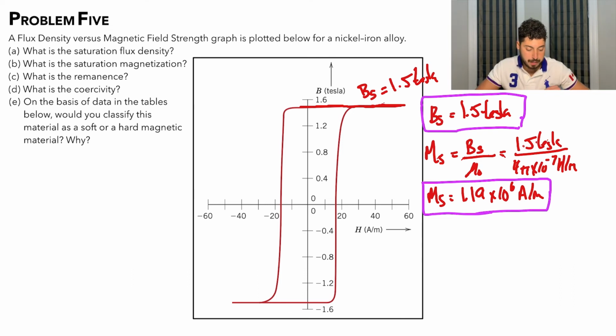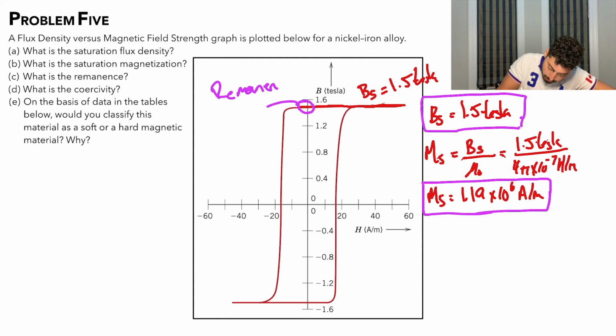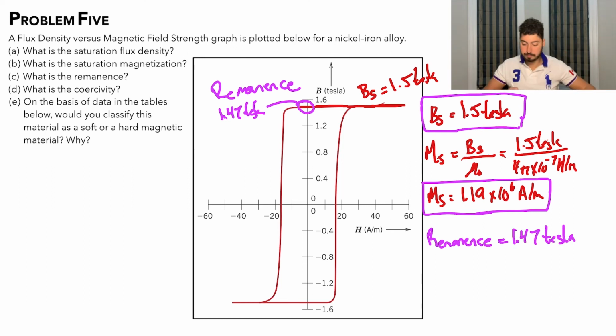Now let's move on to part C. Part C says, what is the remanence? The remanence is our intersection point on the B axis of our curve. So this point right here, which is our intersection, is our remanence. That could be approximated at 1.47 Tesla. So our remanence is equal to 1.47 Teslas.